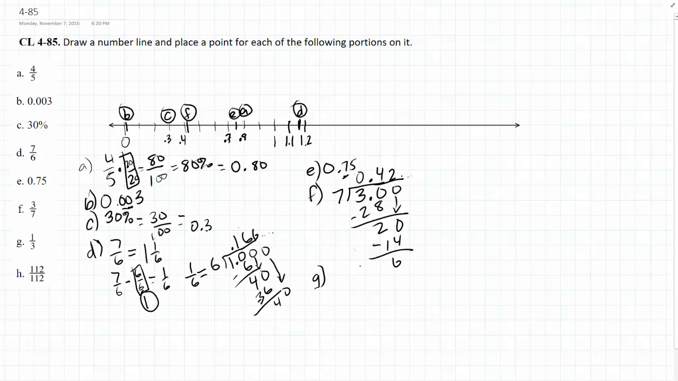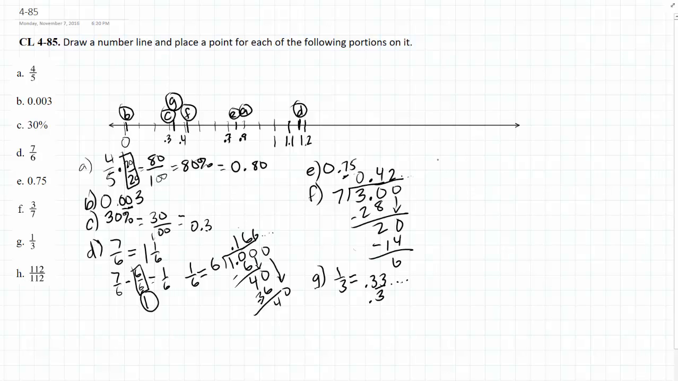For G, I think 1/3 is one of the fractions we should memorize. We should know it's 33 hundredths, and it actually keeps going. So we could say this is 0 and 3 repeating. Again, that's just over 3/10, but still under 4/10. So it's going to go around here somewhere. So this would be G right above here. Just more than C, but definitely less than 4/10.